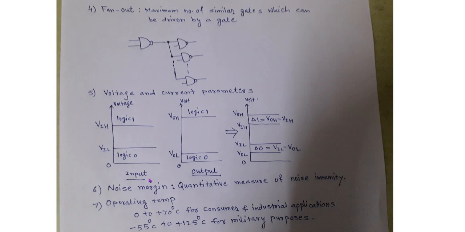Now the next parameter is noise margin. For that we will consider this figure. We are marking VOL, VIL, VIH and VOH. Delta 0 indicates the noise margin at logic 0 state, and delta 1 is the noise margin at logic 1 state. Logic 0 noise margin is equal to VIL minus VOL, and logic 1 noise margin is equal to VOH minus VIH. Now we can define the noise margin.